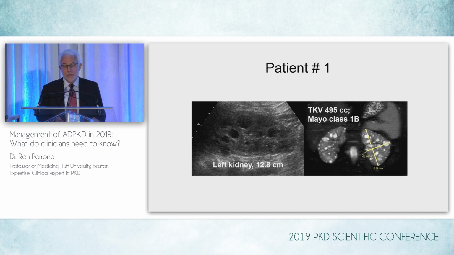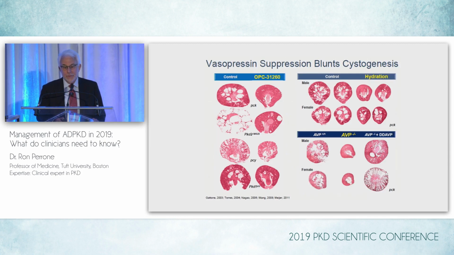And in this case, her total kidney volume was 495 cc's. She fell into Mayo Class 1B. So what do we tell her to do? Well, the first thing we tell her to do is to drink a lot of water, because we know that vasopressin is involved in worsening of cystogenesis.